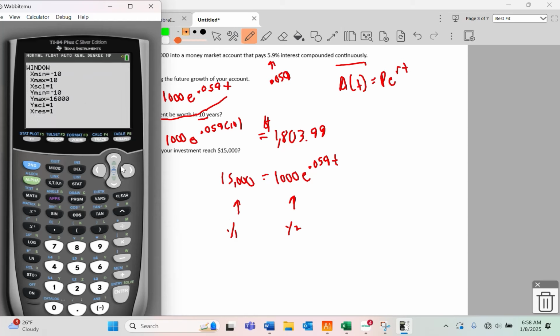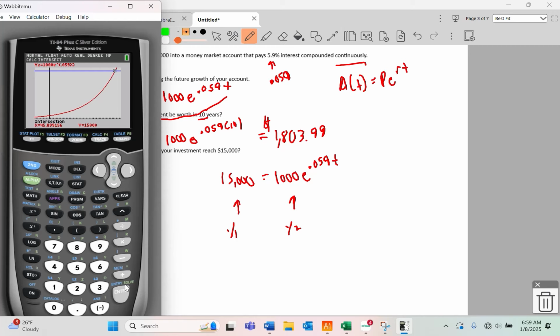So back to window. Let's look 50 years in the future, Xmax to 50. It'll happen way before 50 years, because sooner or later it's going to trend upward at an increasing rate because you just have more money to play with. I thought it would happen a little sooner than that. But anyways, second trace, 5 for intersect, and you should be playing along, enter, enter, enter.